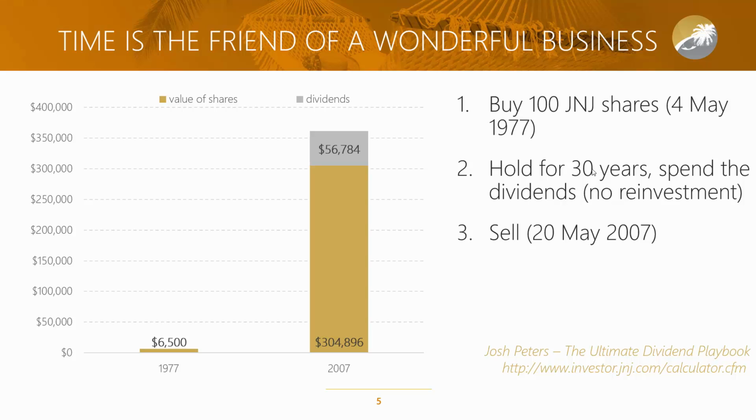As the stock splits distort prices and dividend data, you can use the calculator on Johnson & Johnson's site to check this example or customize the calculation if you wish. Here is the link. The chart shows that this investment was really good. You could sell your shares for nearly $305,000 and you have collected nearly $57,000 of dividends. Compare these with the capital of $6,500 you invested.